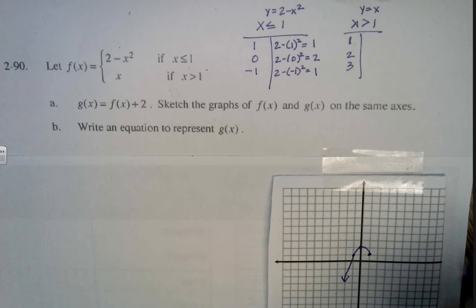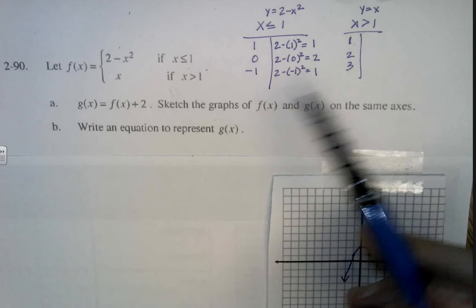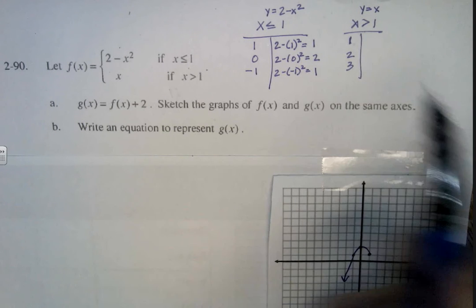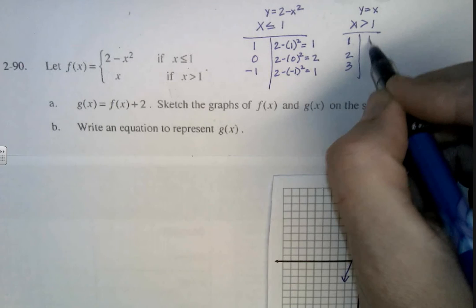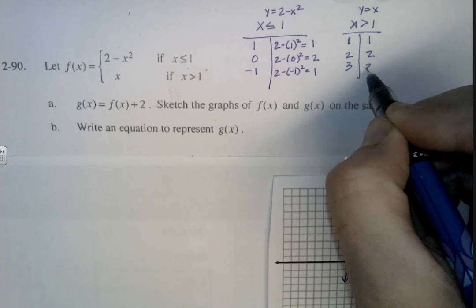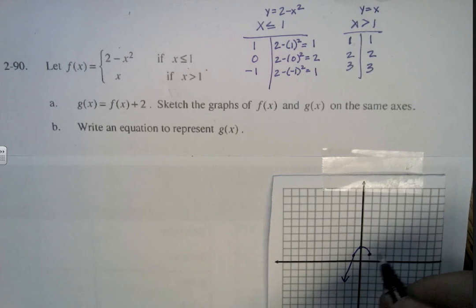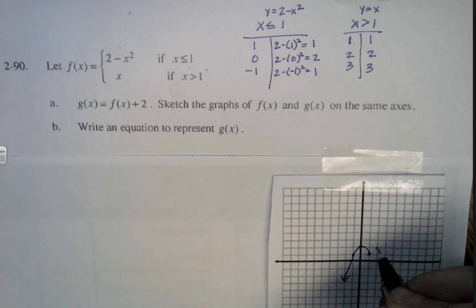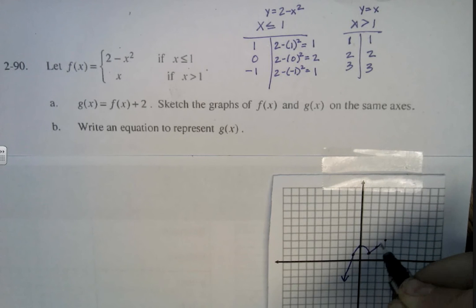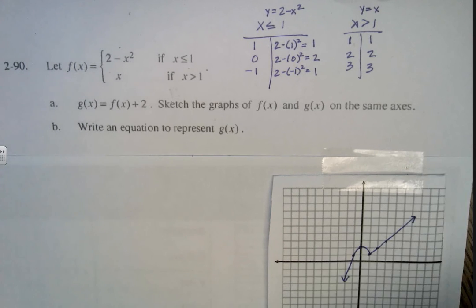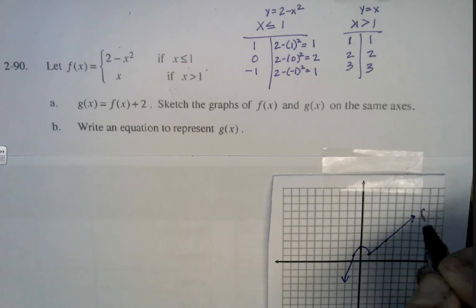And then on this one, the equation is just y equals x. So when I plug in 1, I get 1. When I plug in 2, I get 2. Plug in 3, I get 3. So I have 1, 1, which is an open circle, but this one right here is already closed, so I don't have to worry about it. 2, 2, 3, 3, and then it's just going to be a linear equation going on from there. So this is the graph of f of x.